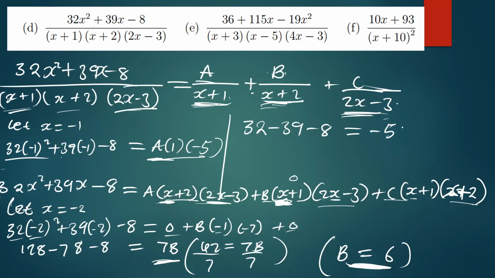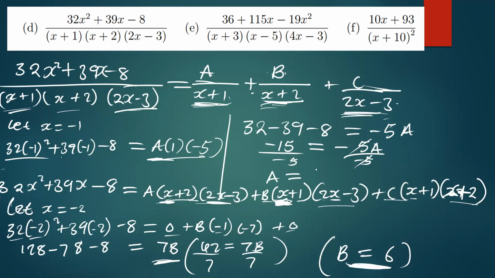We're getting negative 5a. So now when we subtract 32 minus 39, the answer will be negative 7. Negative 7 minus 8, the answer will be negative 15. And this is going to be equated to negative 5a. So we divide by negative 5, divide by negative 5. And this and that will cancel. So we are just going to remain with a. So a is therefore going to be equal to what?